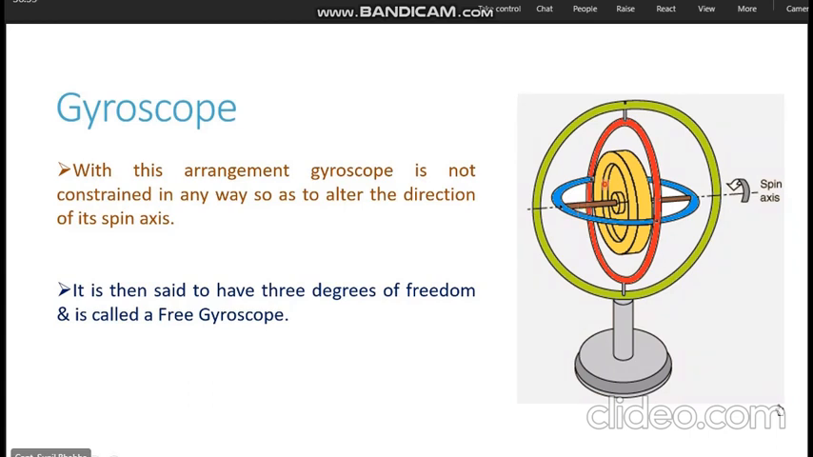One, we should have a rotor and spin axis in this particular arrangement fitted with gimbal rings so that the spin axis is totally free to move in whichever direction it likes. And second, the rotor should be spinning with a constant RPM. Once these two arrangements are made, we have the 3 degrees of freedom and the rotor spinning with a constant RPM. This device converts into a free gyroscope, which is the heart of our gyro compass.